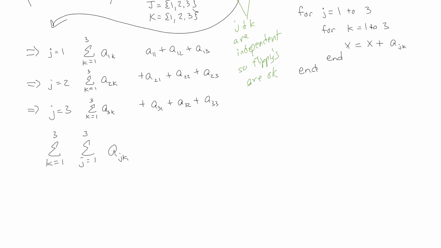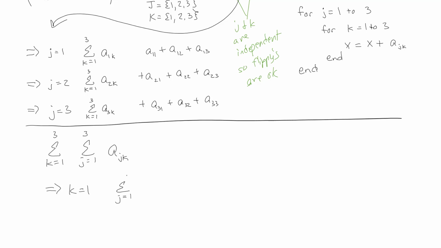Basically, that would flip these two lines in your for loop. But essentially what it gives you kind of looks like a transpose, because now you're going to hold K constant, and then J is going to go from 1 to 3 of A sub J1. So that would be A11 plus A21 plus A31, right?